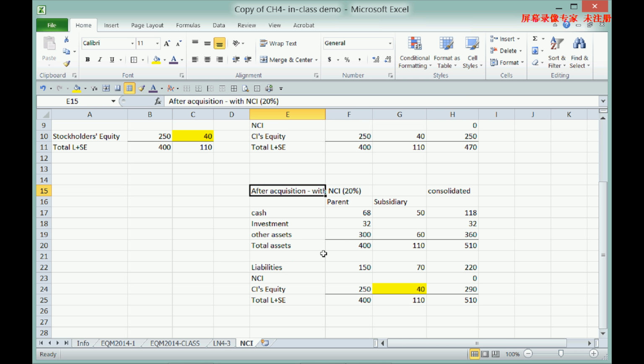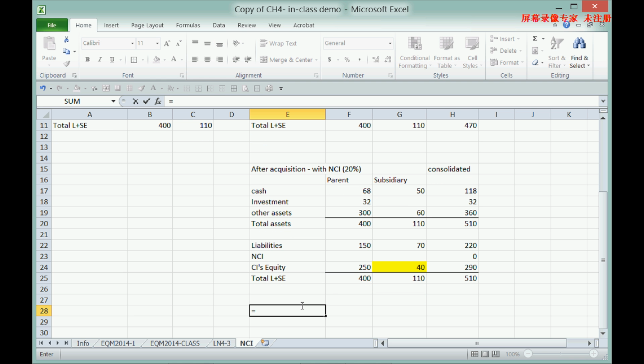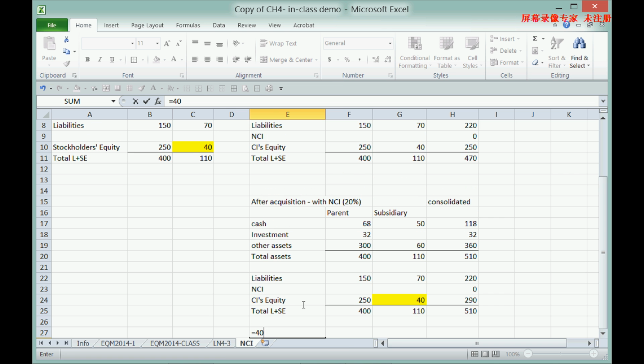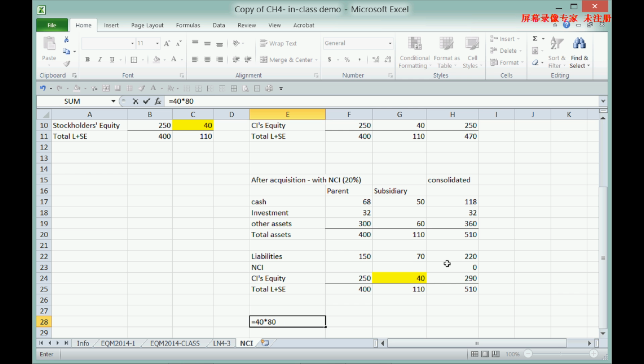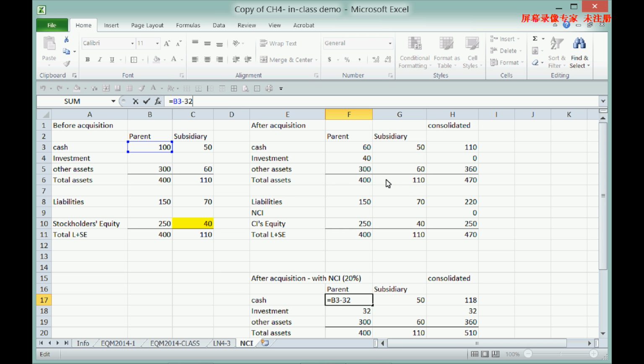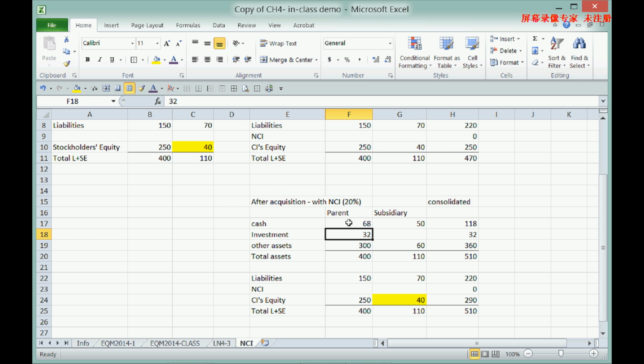In that case, the parent only pays 80% of the $40 of net assets, right? So the parent paid 32. So we use the parent's cash minus $32, and the investment increases by 32. Everything else is not affected. The subsidiary is not affected because the cash is paid to the shareholders of the subsidiary.